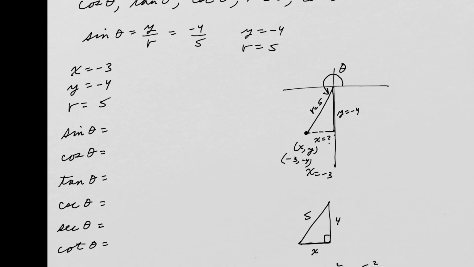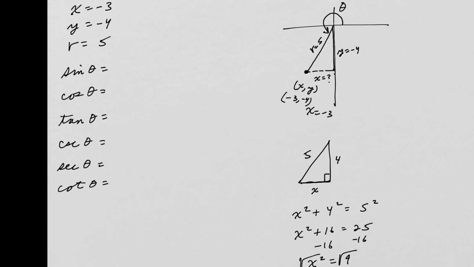So actually, sine they already gave us. It was -4/5. But we know in general it's going to be y over r. So it's -4/5, but they gave us that. Cosine is x over r. So that's going to be -3/5. Tangent is y over x. So that's going to be -4/3, which we can cancel the negatives. This is just 4/3.